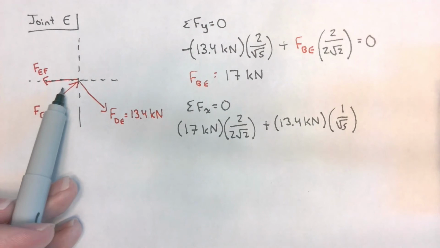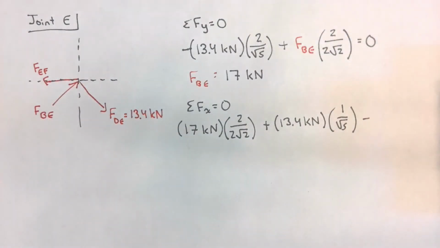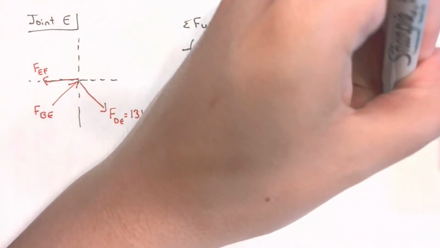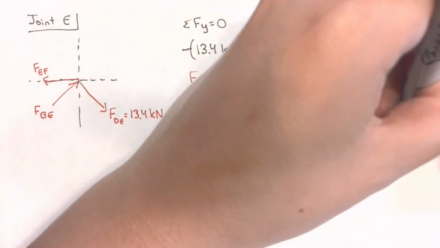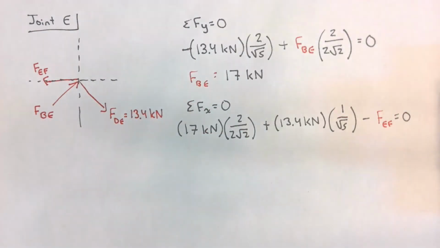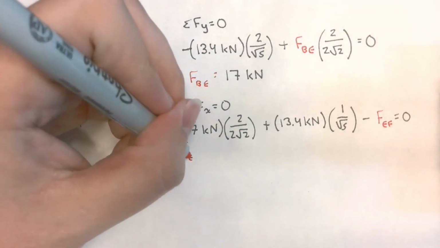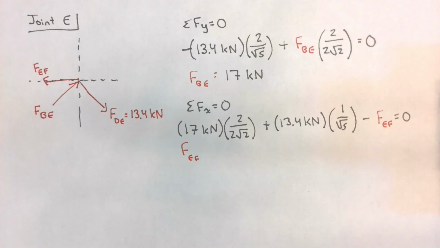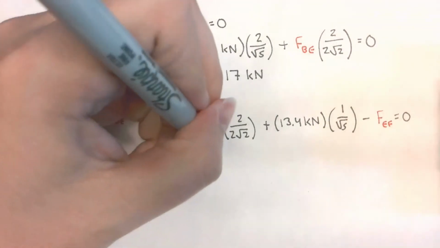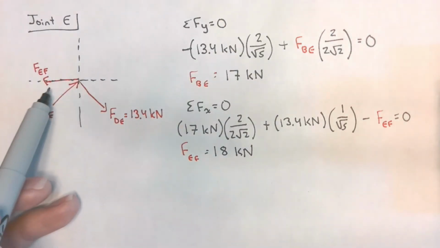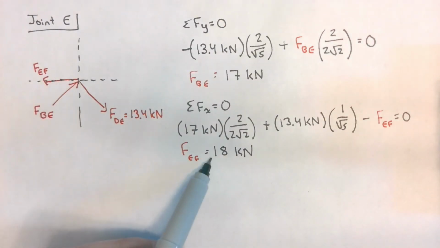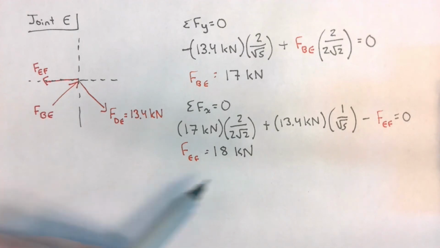And I have my force EF, which is negative, so minus my force EF. Those are all my forces in the x direction, so all of this should equal 0. Okay? So we only have one unknown, so let's solve for that unknown, force EF, which equals, I got more or less 18 kilonewtons. Let me know if you got something different. It's in tension, but it's okay. We already assumed tension correctly, so we got a positive value.